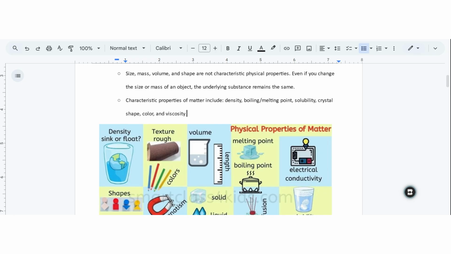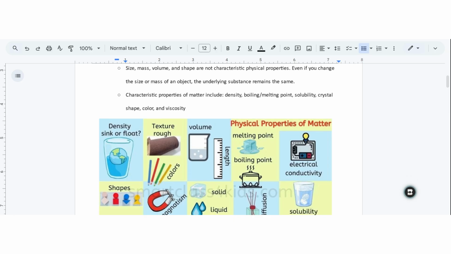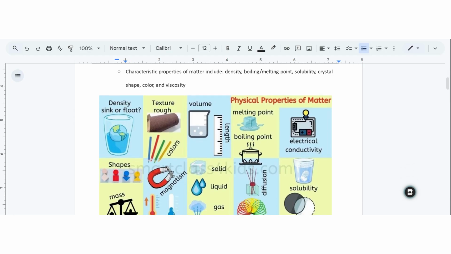So characteristic physical properties are those that define the matter itself. So if we test some unknown liquid and we find that it boils at exactly 100 degrees Celsius, we're pretty sure that it's going to be water because water has a specific boiling point.